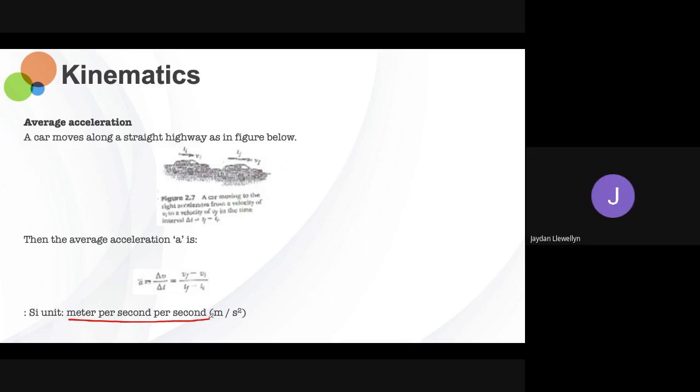Right? Meters per second. Exactly. So meters per second squared. Meters per second squared. The velocity, no, the unit for velocity.